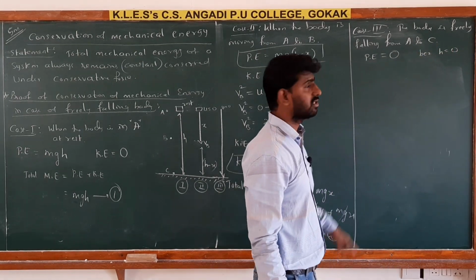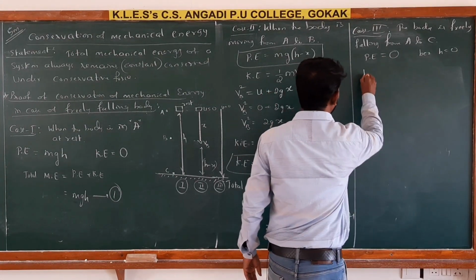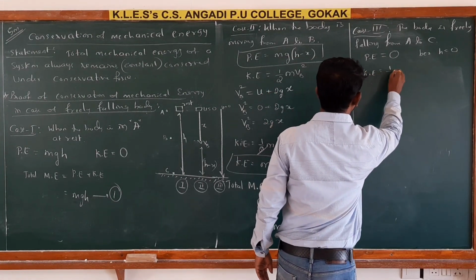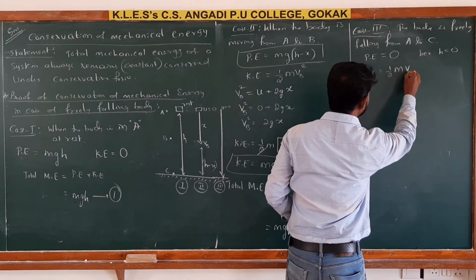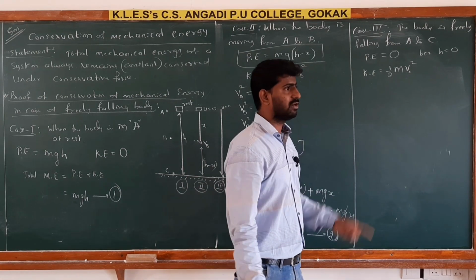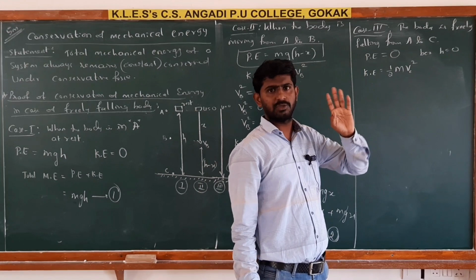Its value is mgh, h is 0, so that's why the total potential energy becomes 0. And what about the kinetic energy? Kinetic energy is equal to 1 by 2 m. It was touching the ground with a particular speed. I call this Vc square. What is Vc? It's the velocity or speed at the C point.